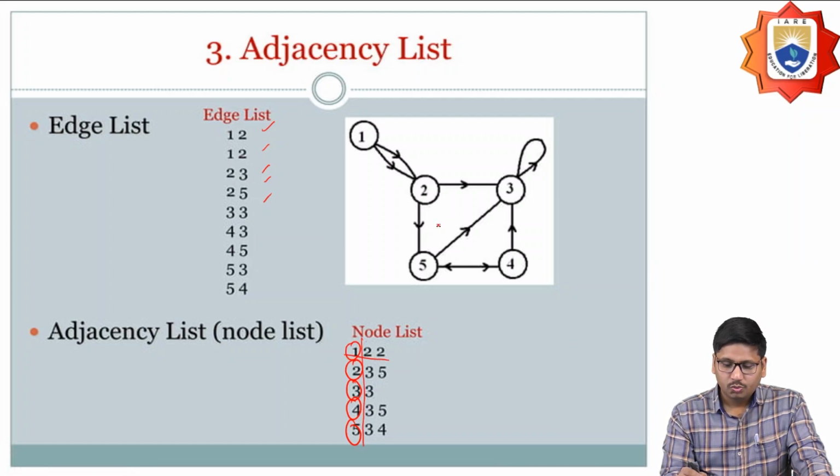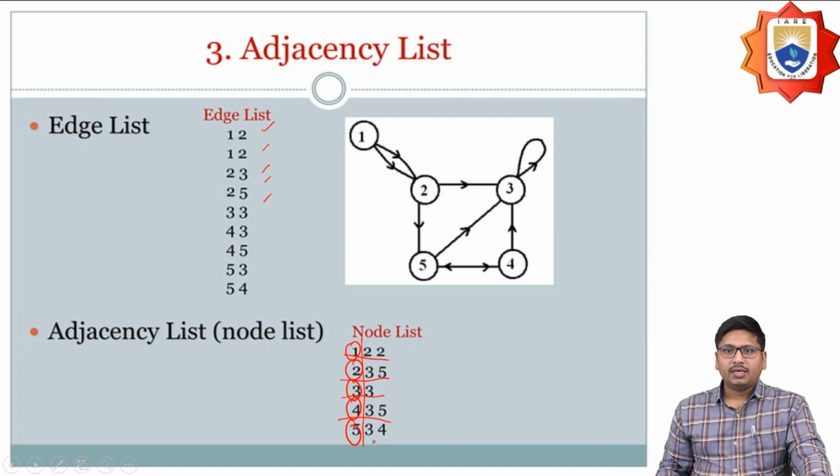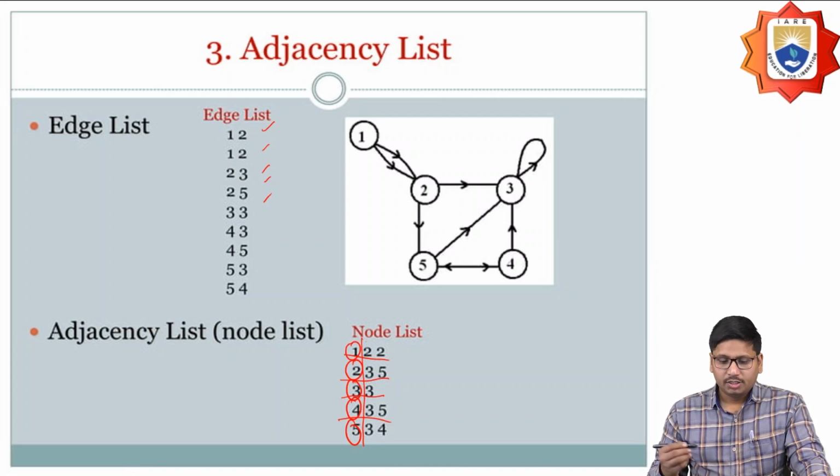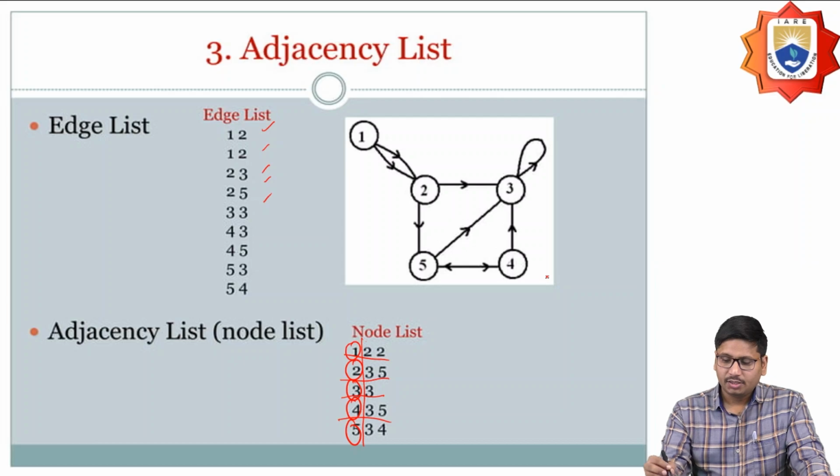And for the node 2, what are the edges that are connected? 2, 3, and 2, 5. So that should be 3 and 5. And for 3, only a self loop is there. And for vertex 4, it should be 3 and 5. And vertex 5, it should be 3 and 4. So like this, we construct the adjacency list.